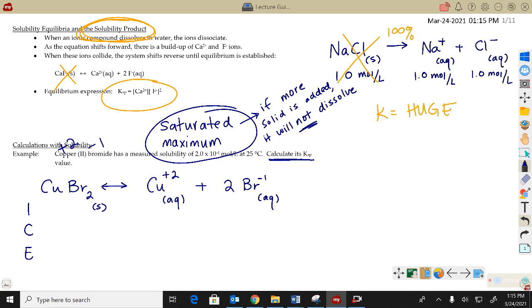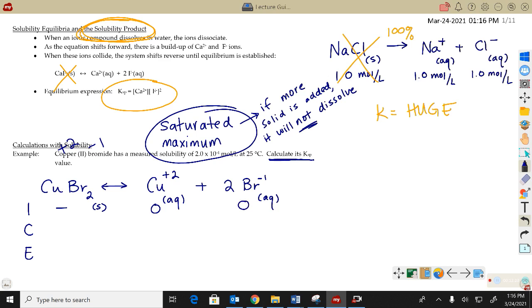Okay, so here's the deal. I don't know any of the initial amounts, so you're like, how on earth am I going to start this ice table? Well, we're starting with solid, and we want to know its tendency to go forward and make ions. Originally we're going to have some solid, but initially I don't really care how much. So I'm just going to scratch that because I'm not going to use the solid in my calculations anyway. I've got a whole bunch of solid, and initially I'm going to put in these ions as 0. I don't have any ion. I'm going to start with solid.